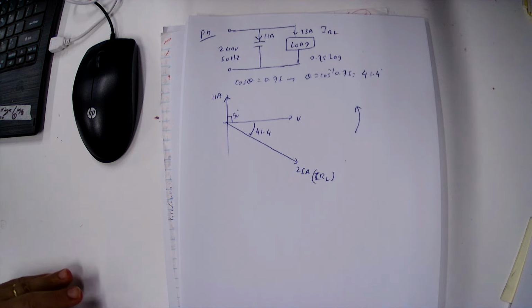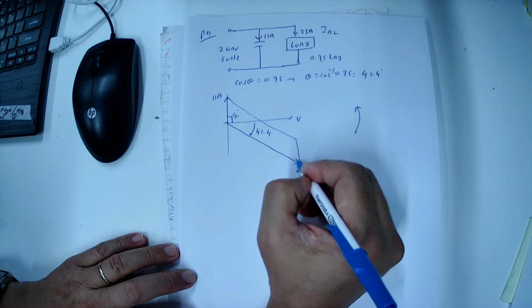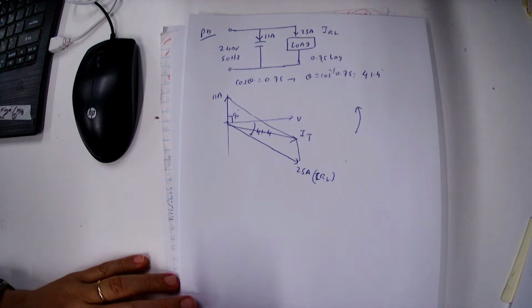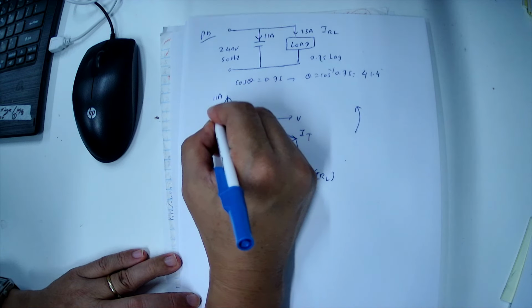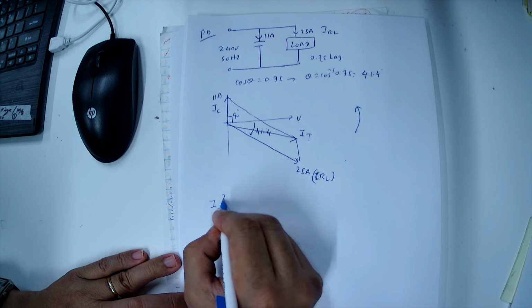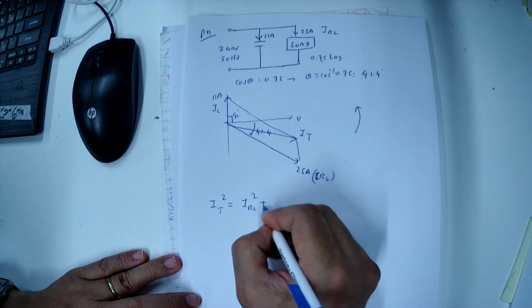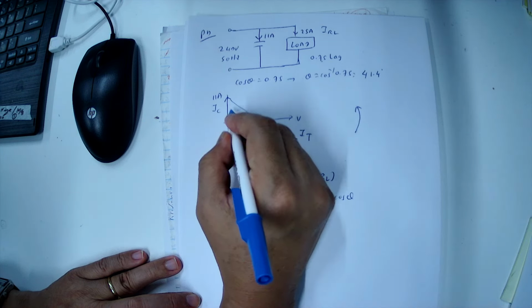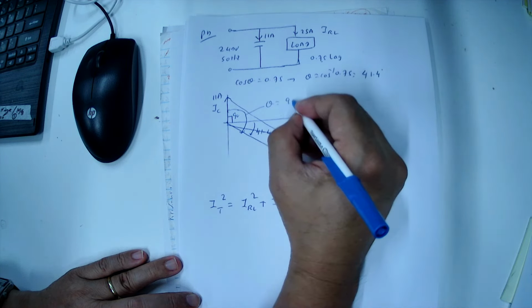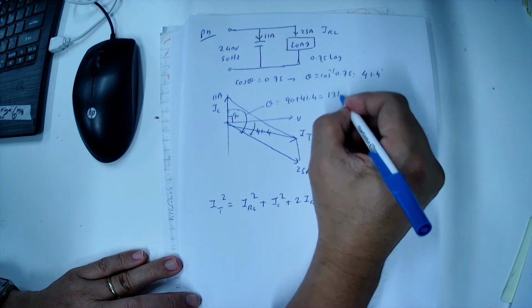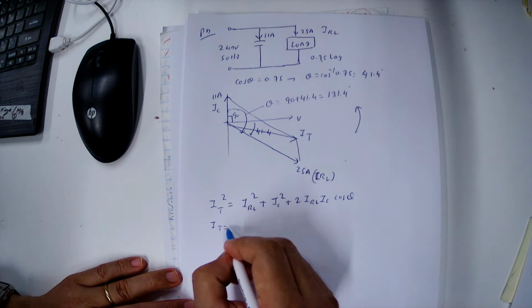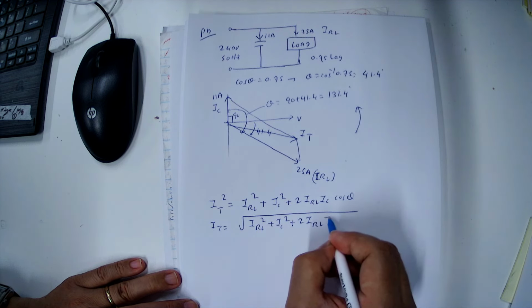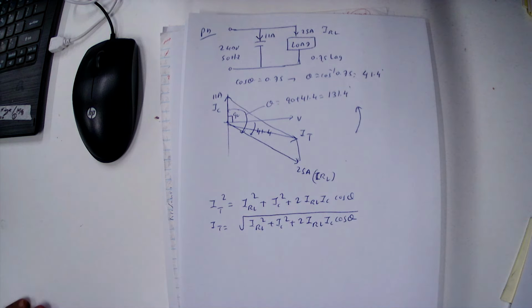So we can find out the total current. Then we complete this parallelogram. Here we need the total current, I total. So this is IRL, this is IC. Then we write down the equation: I total squared equals IRL squared plus IC squared plus 2 IRL IC cos theta. The theta is this angle, 90 plus 41.4, so you get 131.4 degrees. So I total equals the square root of IRL squared plus IC squared plus 2 IRL IC cos theta. So this is the way we can find the total current.